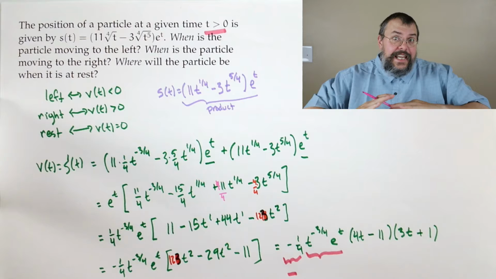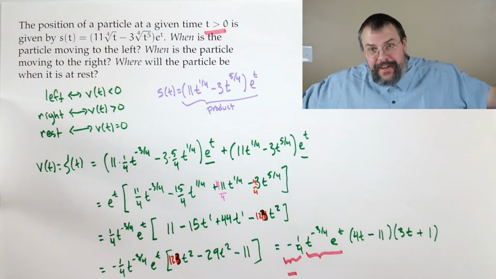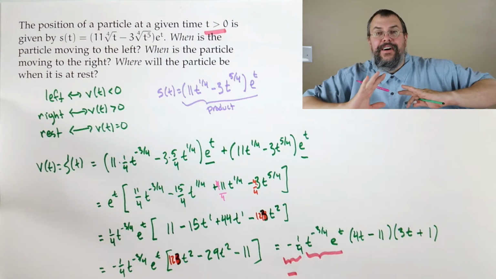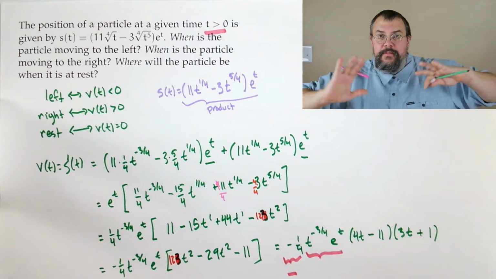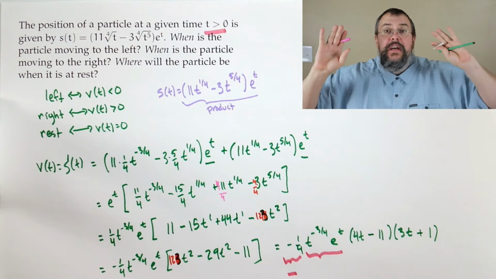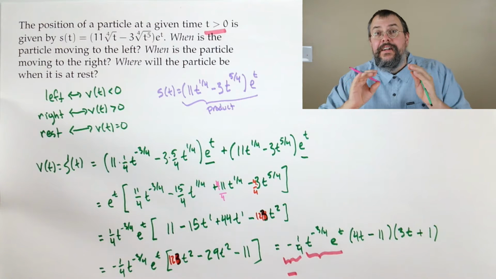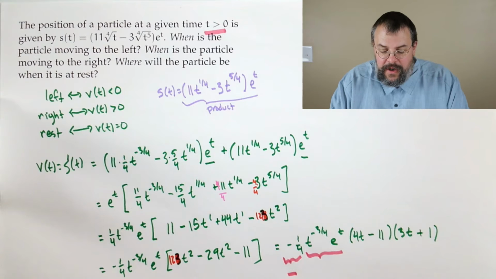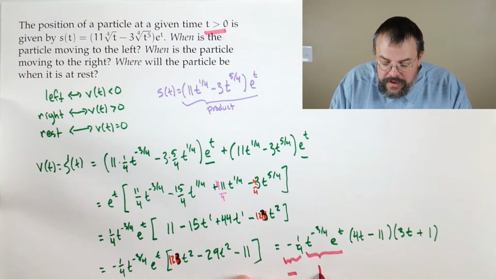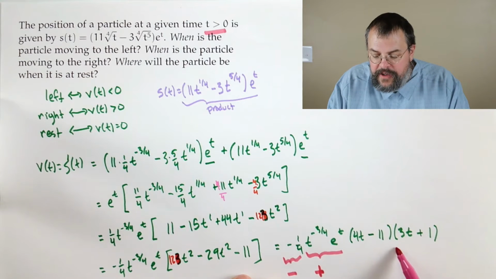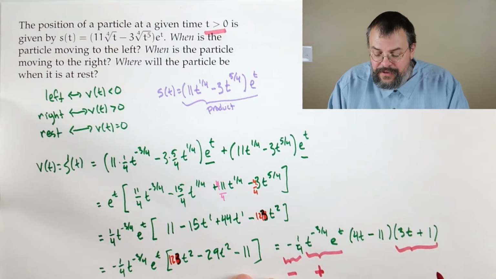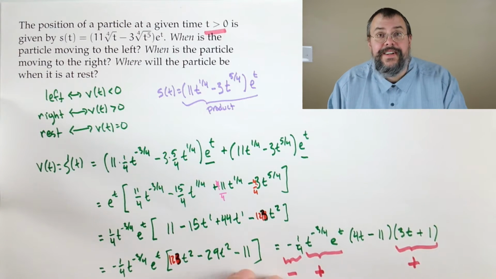Now, first off, e to anything, it doesn't matter. Any real number at all. Big positive number, big negative number, 0, it's always positive. Now, a positive number to an exponent is always positive as well. So this part is always positive. How about that 3t plus 1? Well, t is positive, so 3t plus 1 is positive.